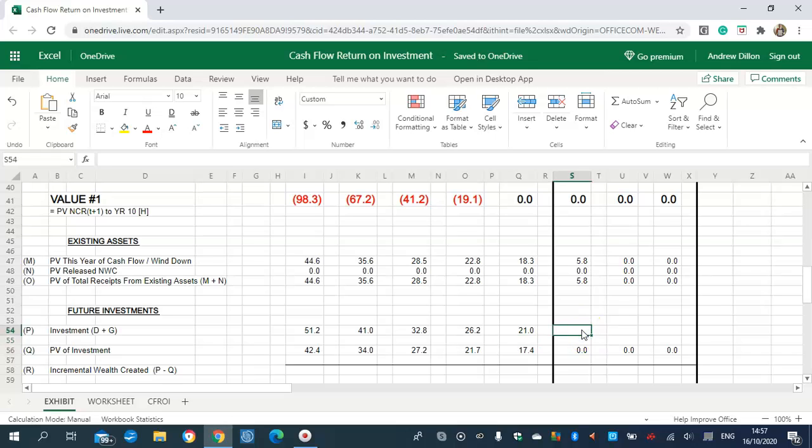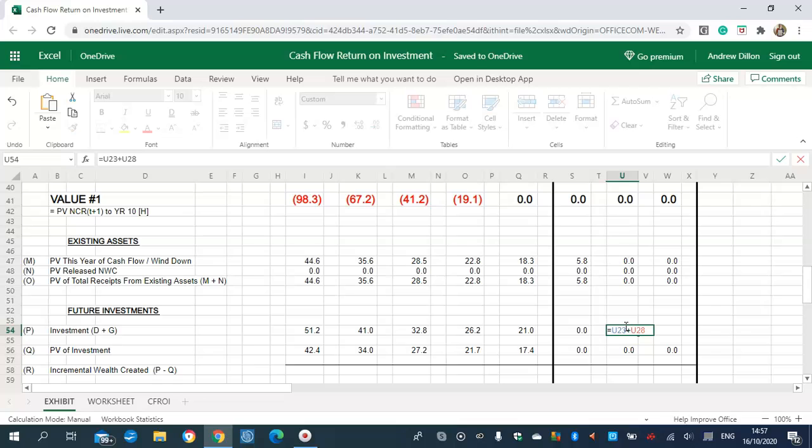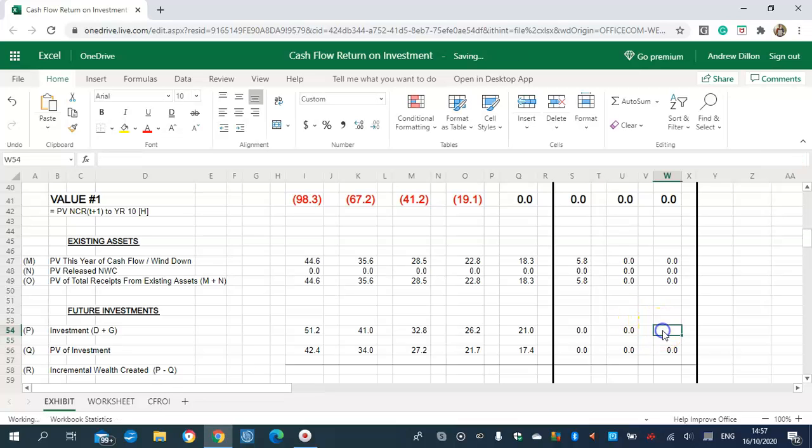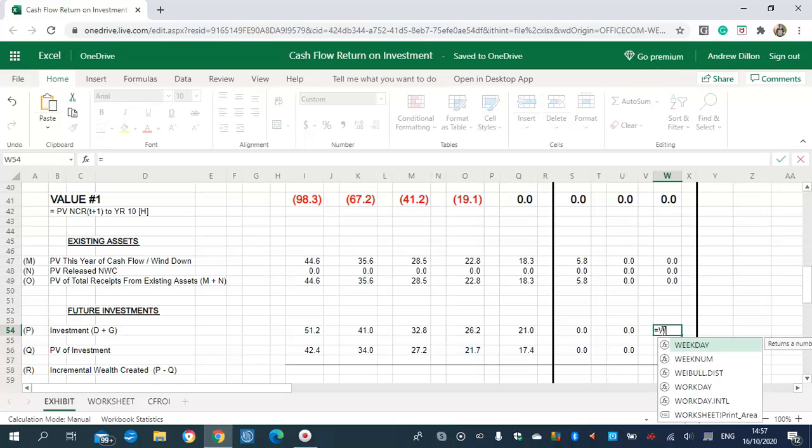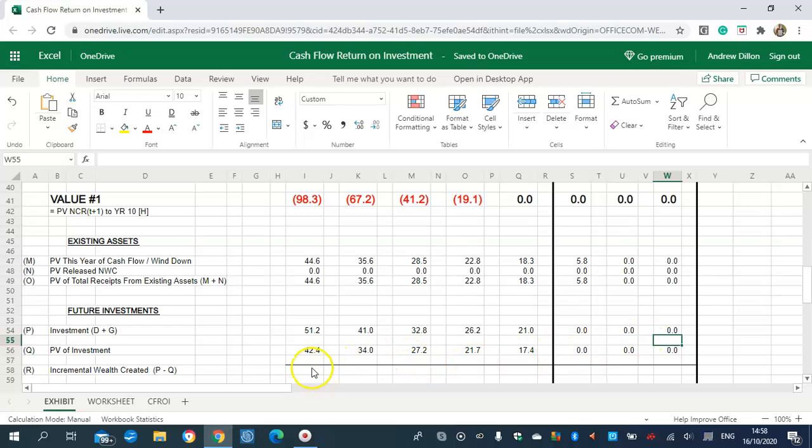That includes the stop investment section, so equals S23 plus S28, equals U23 plus U28, and then equals W23 plus W28. Okay, so that's very good so far.